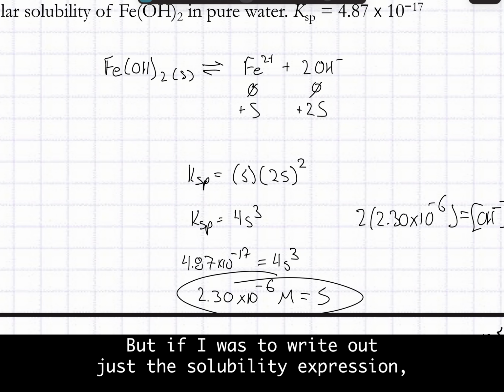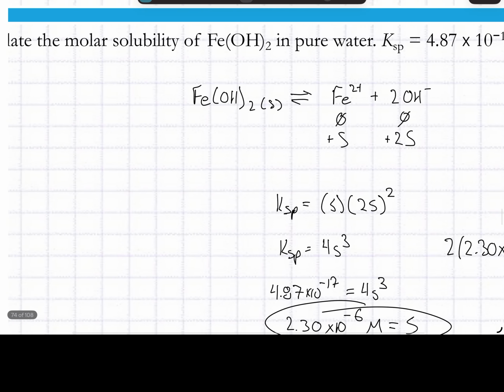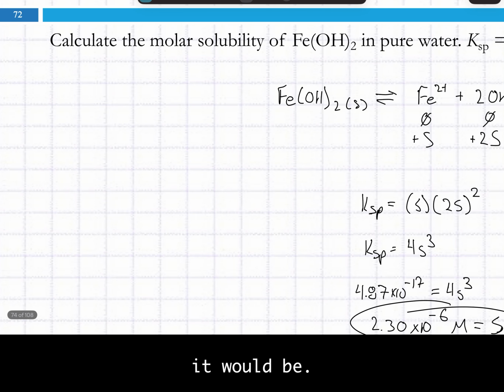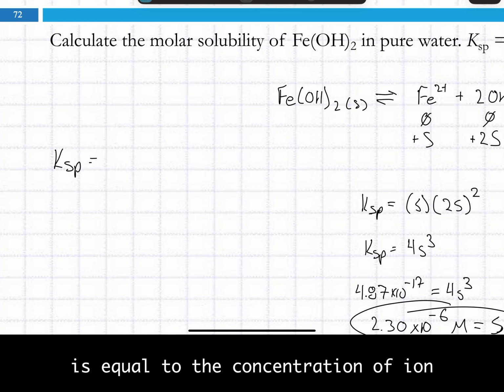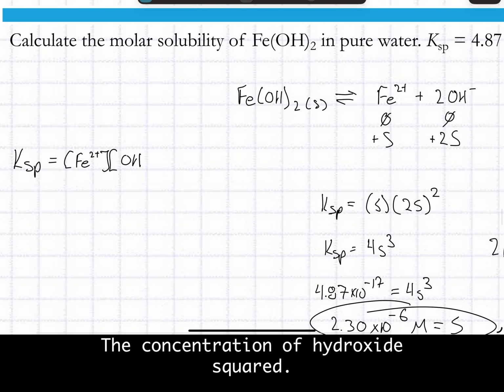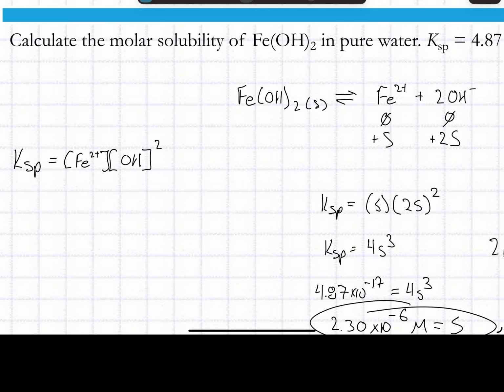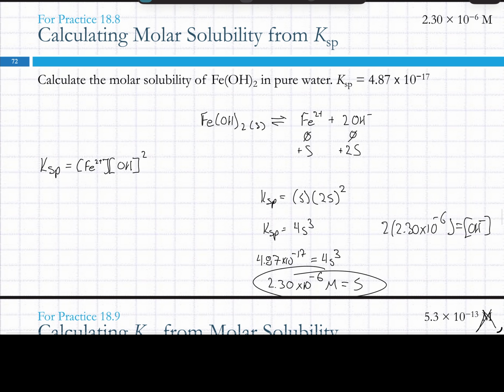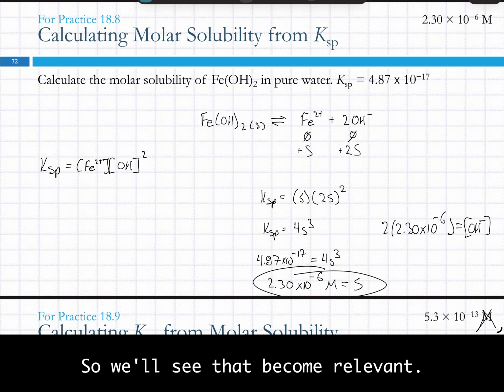But if I was to write out just the solubility expression, it would be KSP is equal to the concentration of iron times the concentration of hydroxide squared. So we'll see that become relevant soon.